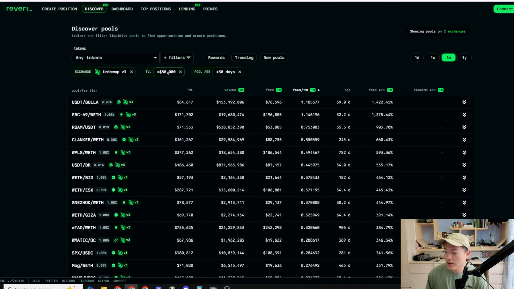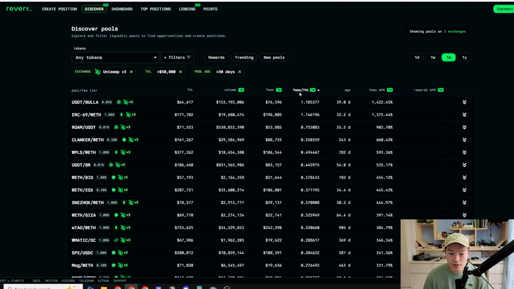If I'm trying to find smaller cap altcoins, I could go with a lower TVL. But sometimes there are blue chip pools as well with lower TVL that pulls a lot of volume and a lot of fees. So I don't want to miss that. That's why I like to use a lower number for that. And as you can see, it pulls up a bunch of different pools here.